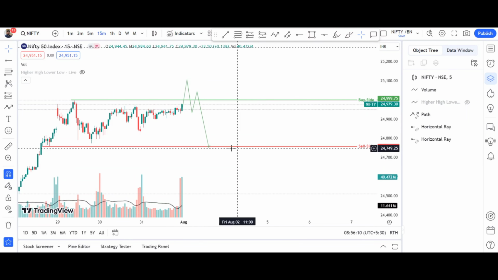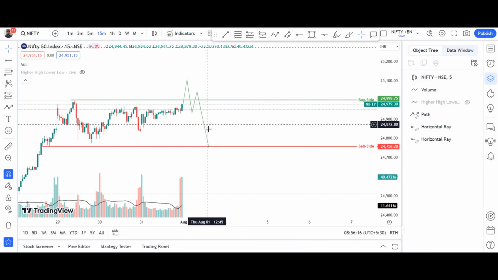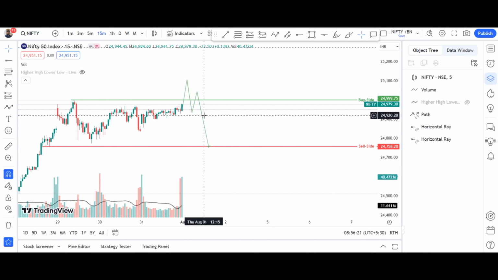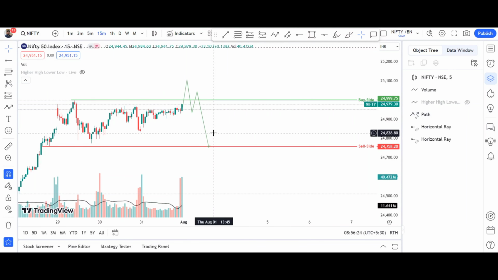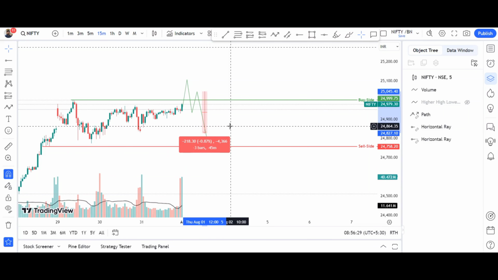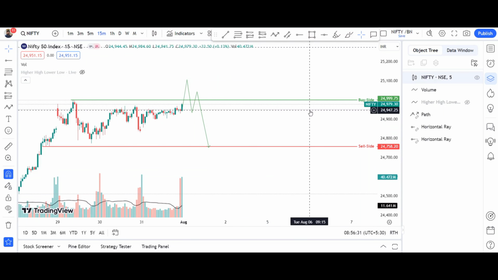Here is the liquidity zone, below it, the sell side. It will come to the liquidity zone. That's what we think, and we will take a trade here, the cream area. In this area we will take a trade. This is my first plan.